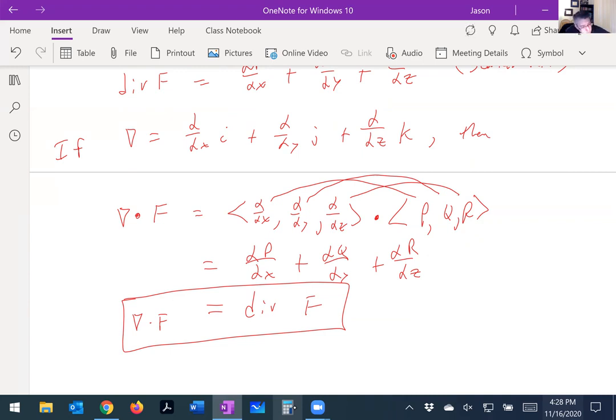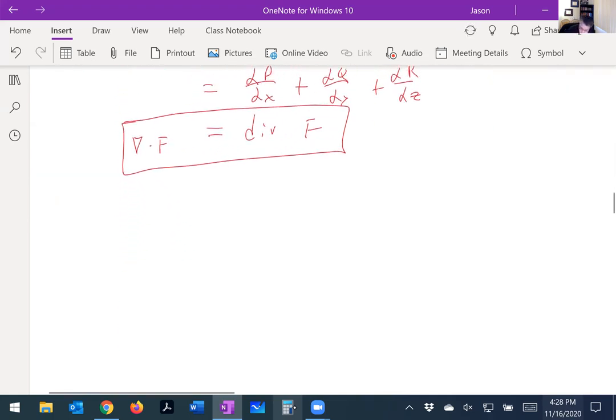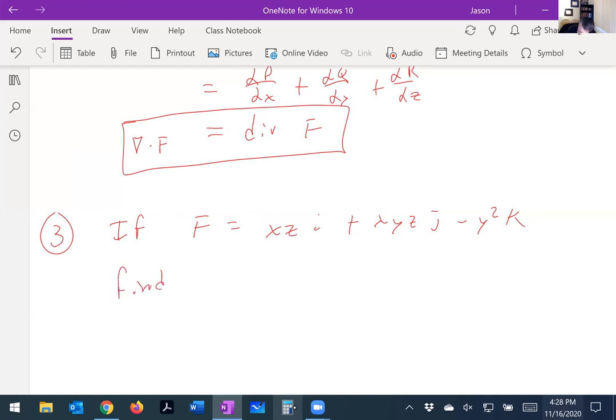Go away, go away. I want to talk to you. Okay, so let's do example 3 here. Let's find the divergence of this thing. If F is equal to xz i plus xyz j minus y squared k, find the divergence of F.